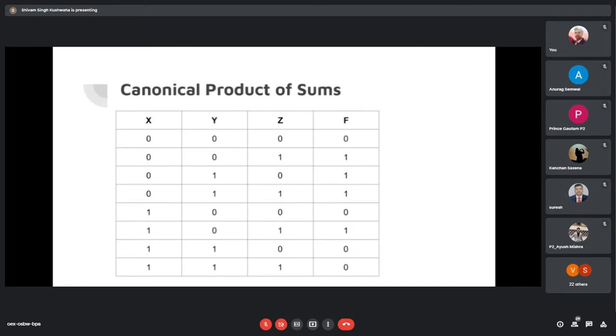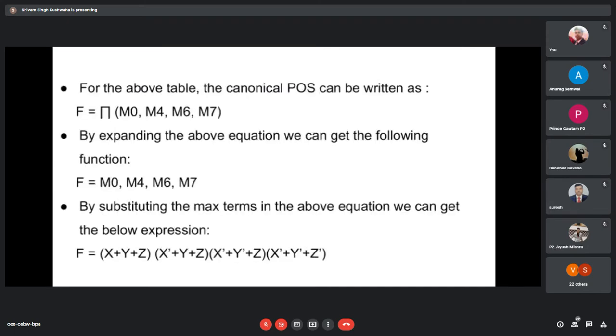So here also the column F shows the result of the particular function, but here POS is only concerned with the lower values, that is 0. So for the above table, the canonical POS can be written as F = pi M0, M4, M6, M7. By expanding the above equation, we can get the following function: F = M0 . M4 . M6 . M7. By substituting the max terms in the above equation, we can get the below expression.